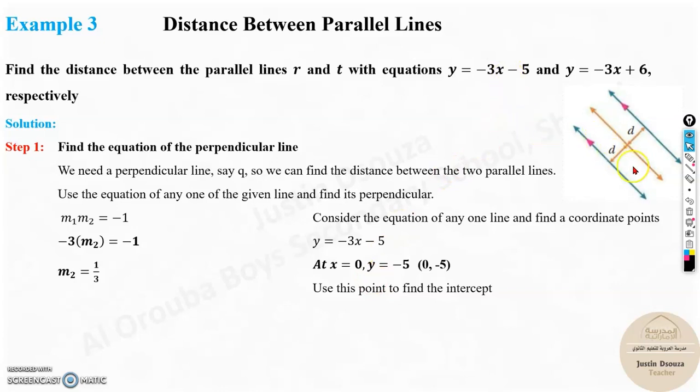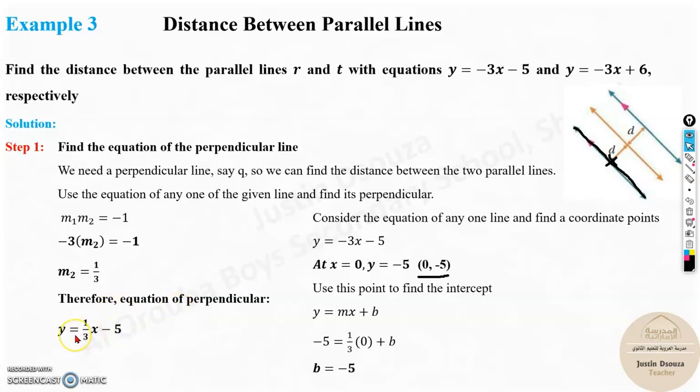Now use these points. I will consider this line, and this particular point is the point where I have my perpendicular line. So this point is shared by the perpendicular line as well. I will use these points to find the equation for the perpendicular line. Now, how do we find the y-intercept? Use these points over here: x is 0, y is minus 5. Solve it. You will get the b value to be minus 5. And now I can write the equation of the perpendicular line. The perpendicular line equation is y equals 1 by 3x minus 5.